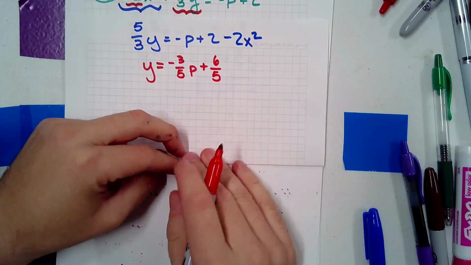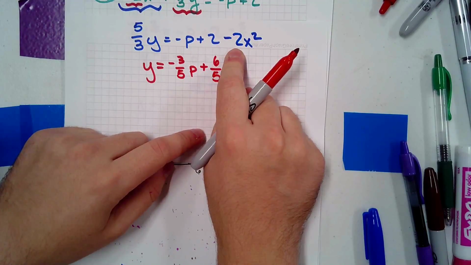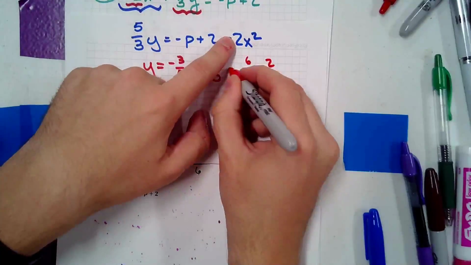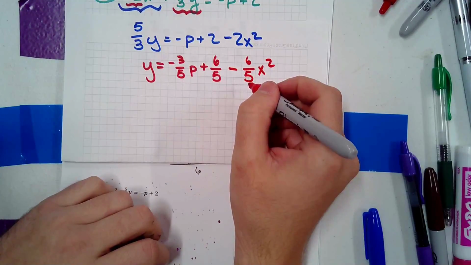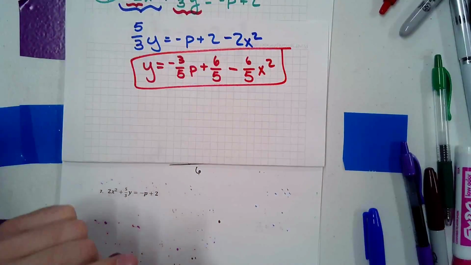Feeling better? Now, there's a 2 here. So we're going to double our 3/5 again. That's 6/5, right? But it's going to be negative. That's all a negative sign means, right? Change the sign. Done. Now let's talk about p.